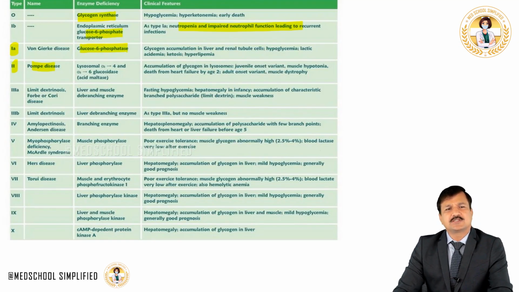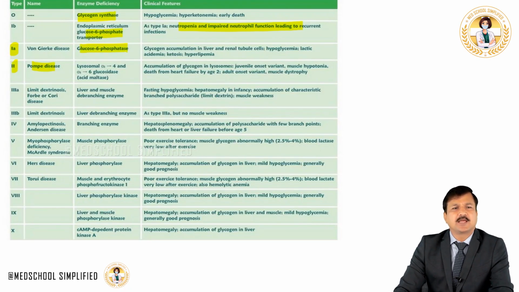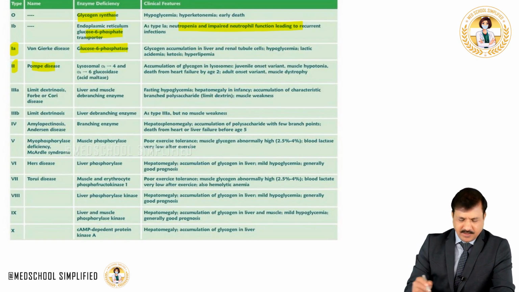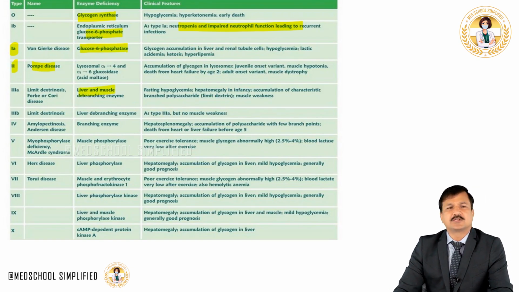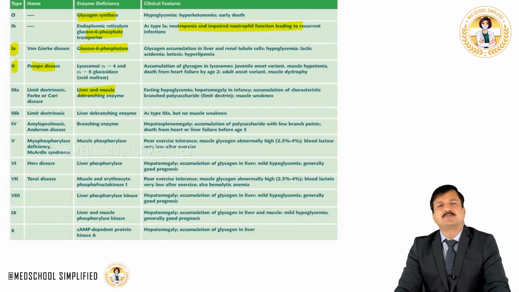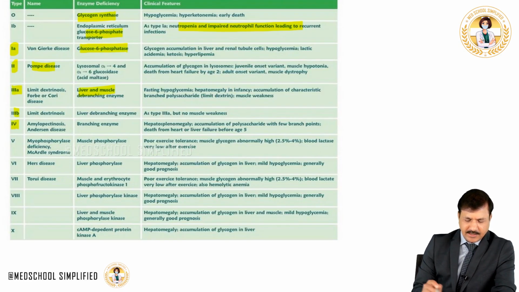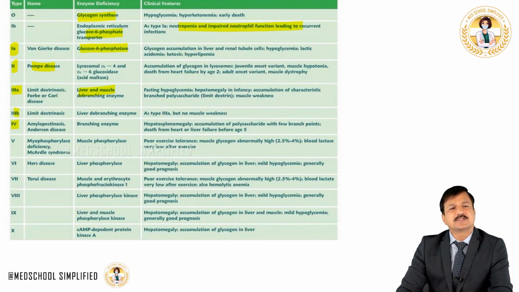Now glycogen storage disease type 3 is called Cori's disease, and Cori's disease can be further divided into type 3A and type 3B based on where exactly the debranching enzyme is deficient. If the debranching enzyme is deficient both in the liver and muscle, it is type 3A. If the deficiency is seen only in the liver, it is type 3B. And then we have type 4 glycogen storage disease, that is Andersen disease, which is because of deficiency of the branching enzyme.